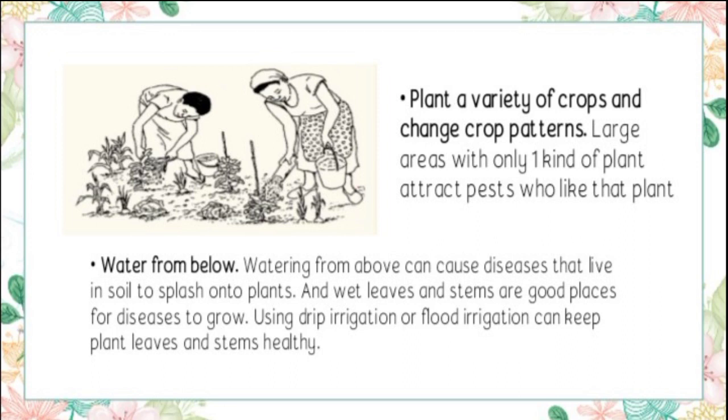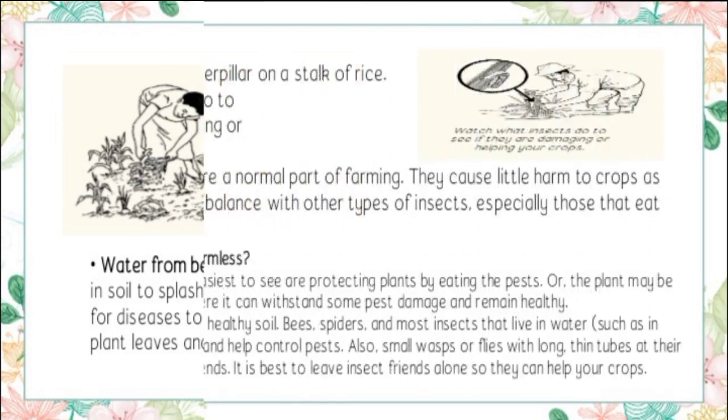Large areas with only one kind of plant attract pests that like that plant. Water from below. Watering from above can cause diseases that live in the soil to flush onto plants. Using drip irrigation or flood irrigation can keep plant leaves and stems healthy.